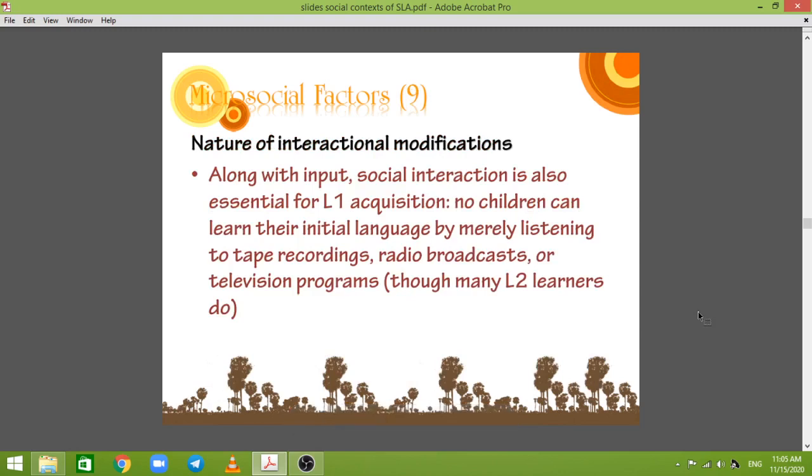Nature of interactional modification. Along with input, social interaction is also important for L1, first language acquisition. Actually, no children can learn their first or initial language by merely listening to a tape recording, a radio broadcast, or a television program. Many L2, or second language learners, do, because there should be natural exposure to the language already through their interaction.